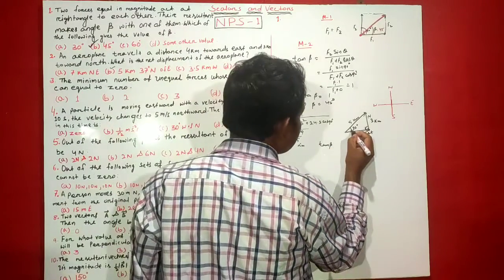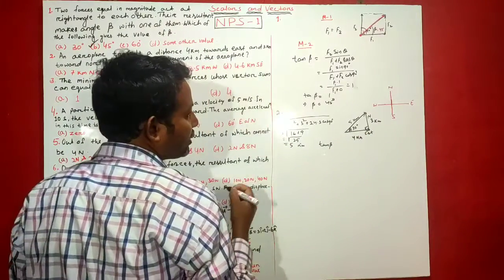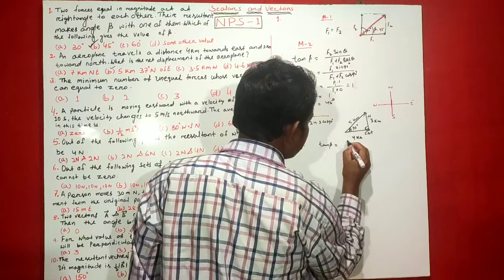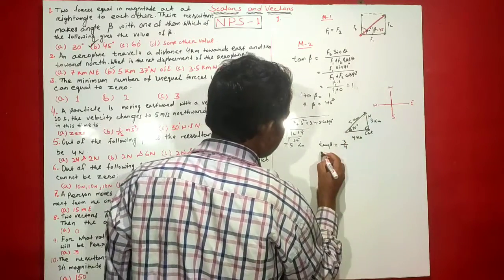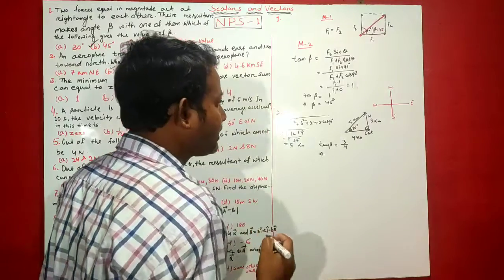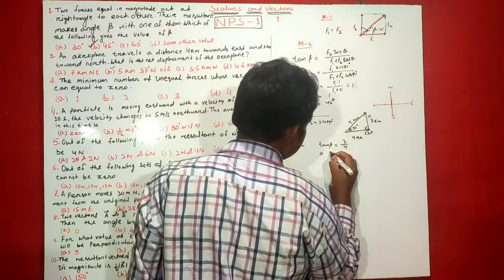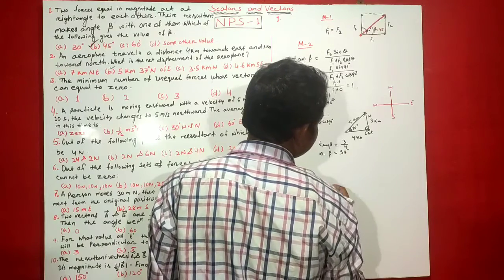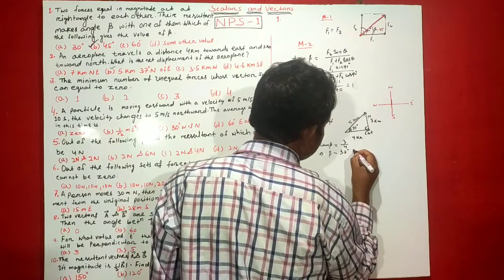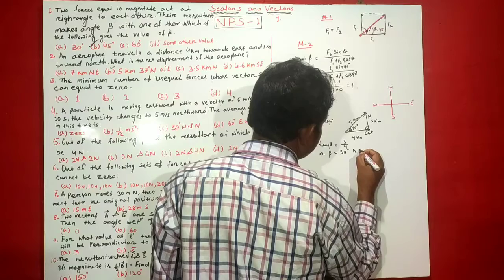Let's say this is beta. So tan beta is equal to 3 by 4, perpendicular by base. Then beta is also 37 degree north of east.